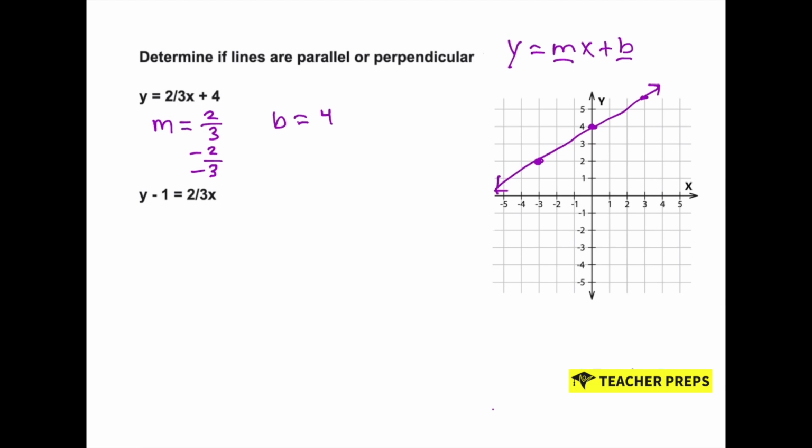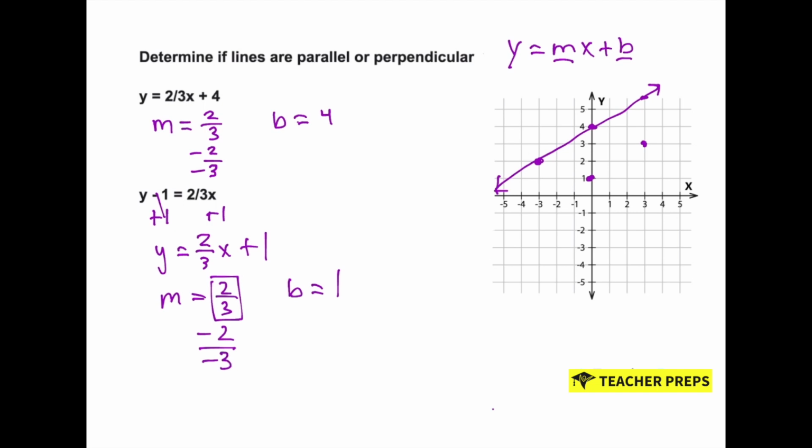This second one is not in y equals mx plus b format. We can get it there easily by adding 1 to both sides. Now we have y equals 2/3 x plus 1. Our m is 2/3, and our b, or our y-intercept, is 1. Let's go ahead and graph this. Since our y-intercept is 1, that's our starting point on the y-axis. We're going to rise over run, meaning we're going up 2 and over 3. We could also do -2 over -3 and go in the other direction. As you can see, our two lines are parallel.